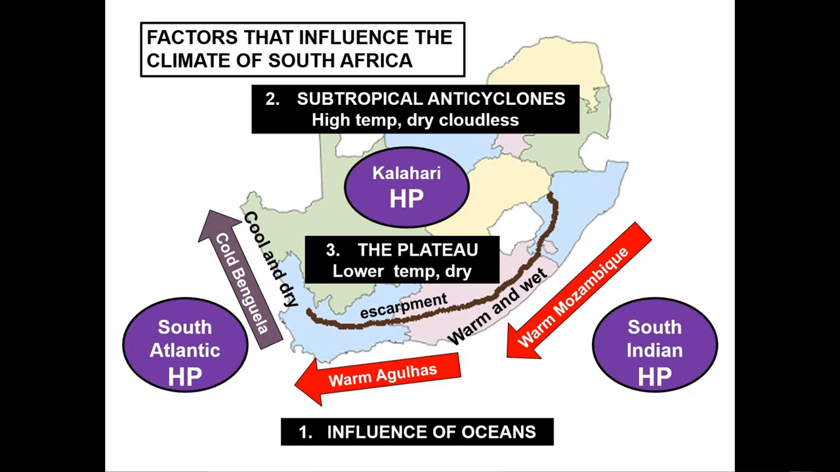Then if we look at the build of South Africa, we have an escarpment. Our country is made up of a coastal plain, an escarpment, a plateau, and another escarpment. And our actual physical build plays an important role. So the eastern part of South Africa, where the Drakensberg is, is much higher. Therefore, that warm, moist air goes up, and it rains.